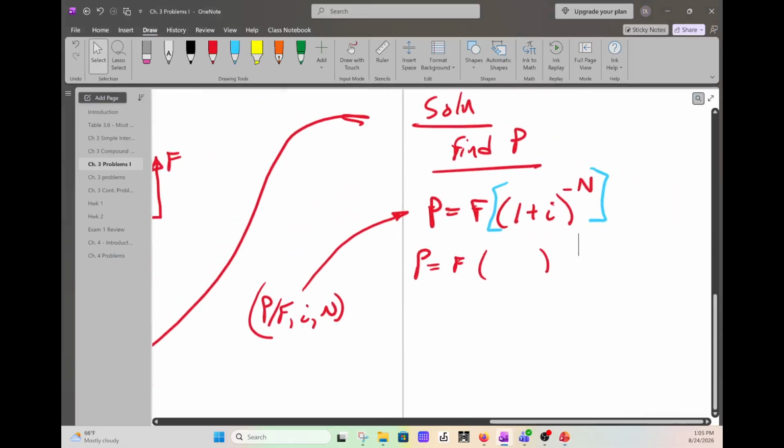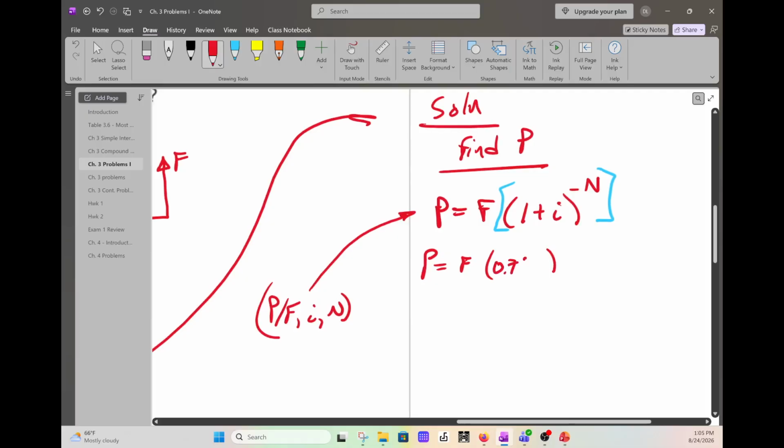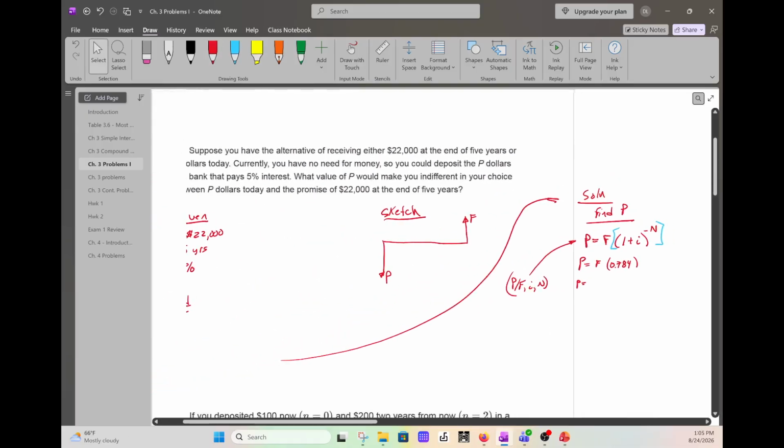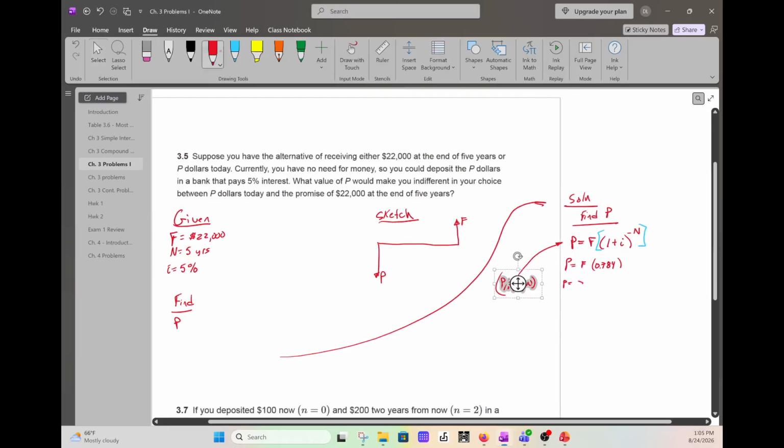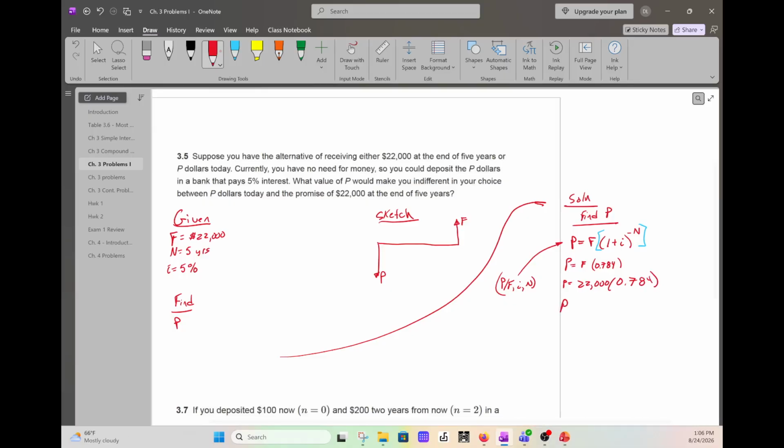Okay, so if I zoom in here, 0.784. So P equals, what was that, 22,000 times 0.784. I'll put that in my calculator, since I can't do that in my head. 22,000 times 0.784, and you get 17248 is your present value. Okay? So that would make you indifferent.